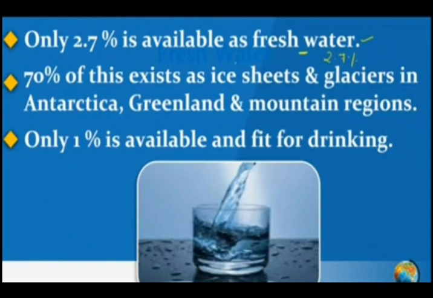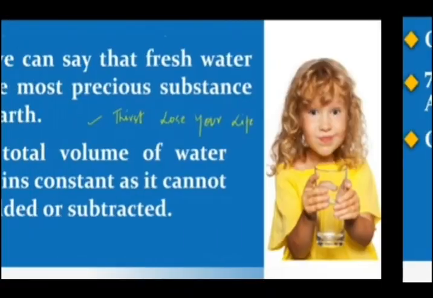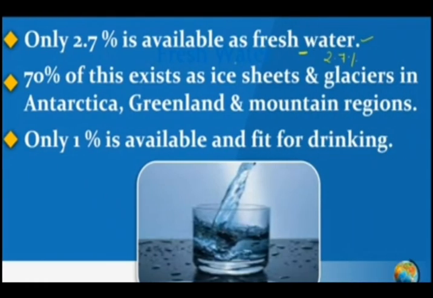Only 1% is available and fit for drinking. How much water is fit for drinking and available? Only 1%. You can say that only 1% of fresh water is available and fit for human use. It is found as groundwater. Where is fresh water available? It is found as groundwater, then as surface water in rivers and lakes, and as water vapor in the atmosphere.